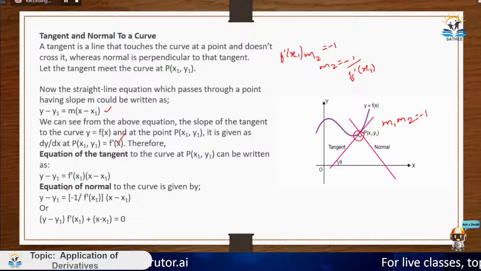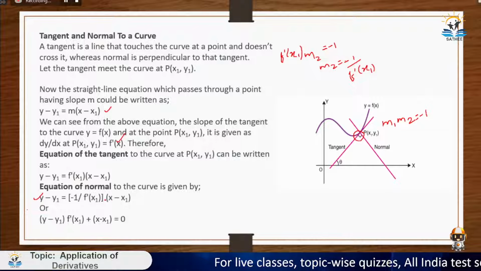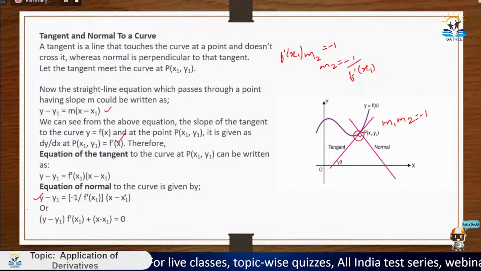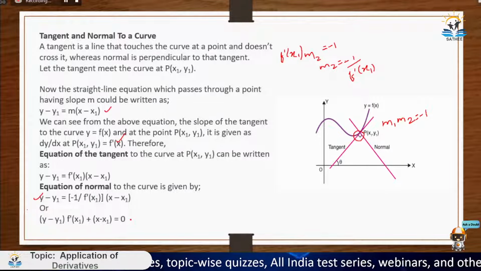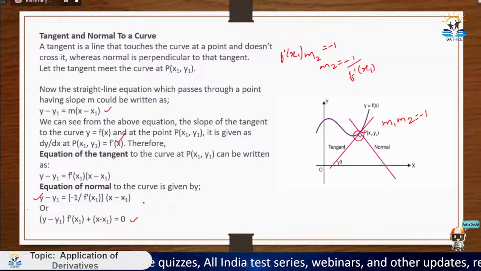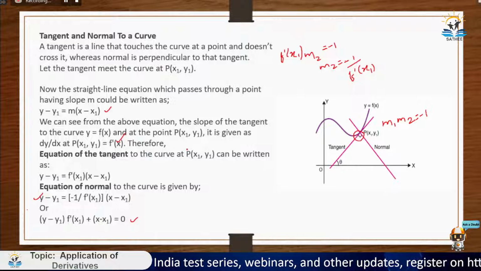That is what we are using here for calculating the equation of normal. y minus y1 is equal to minus 1 upon f dash x1, where f dash x1 is the slope of the tangent drawn at the x1 point, multiplied by x minus x1, the normal equation of a straight line. When we manipulate it, we will get the particular equation. So these are the two equations of tangent and normal. Please make it clear. And now let's move ahead.